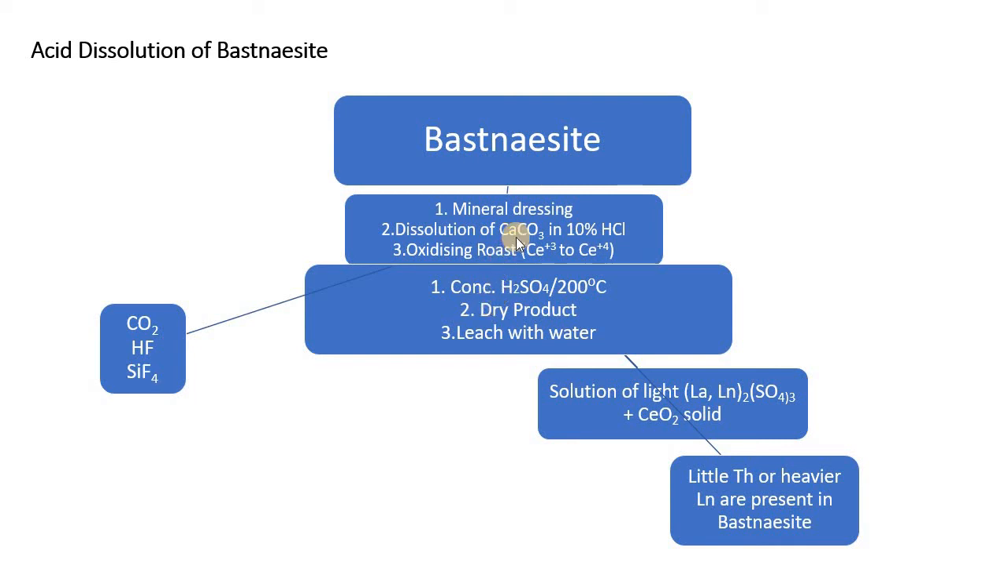Now, the remaining material is treated with concentrated sulfuric acid at 200 degrees Celsius, the product is dried by heating at 100 degrees Celsius, and then leached with water. After leaching, we get the following things: a solution of light lanthanum and lanthanide sulfates and cerium oxide solid, and little thorium or heavier lanthanide are also separated from this portion. From this portion, we separate these two things, light lanthanides and heavier lanthanides.